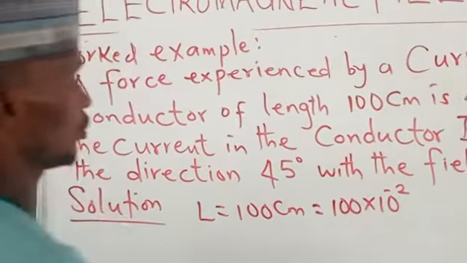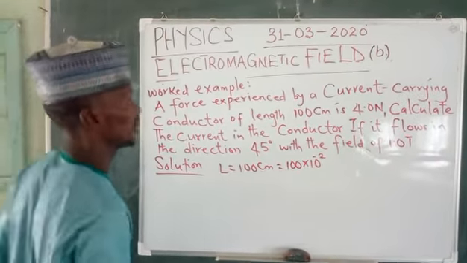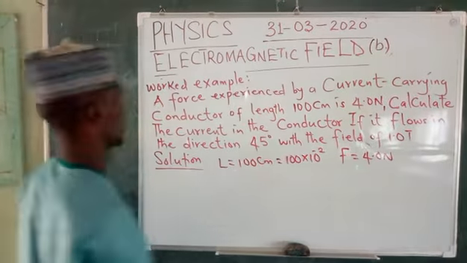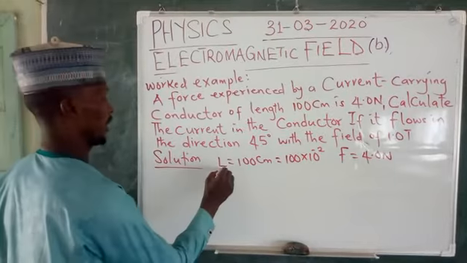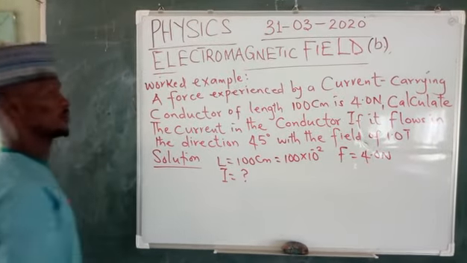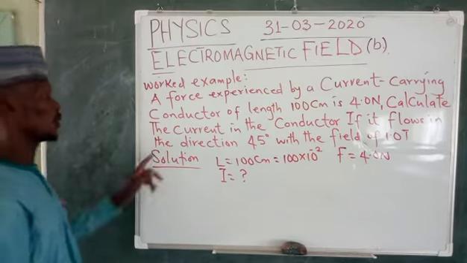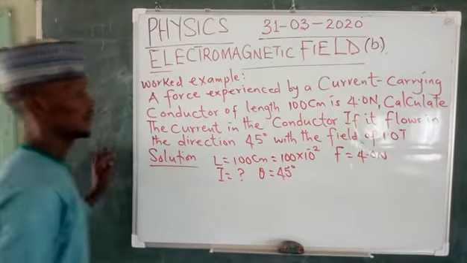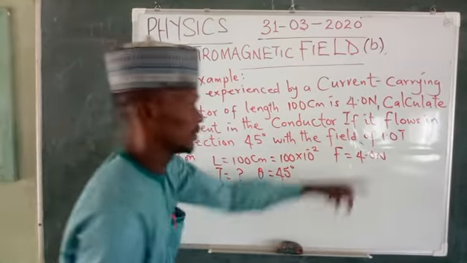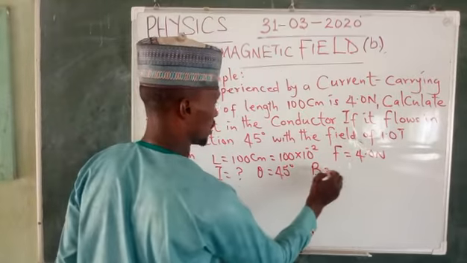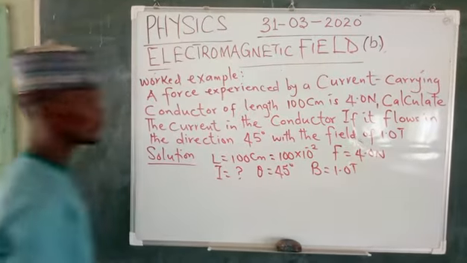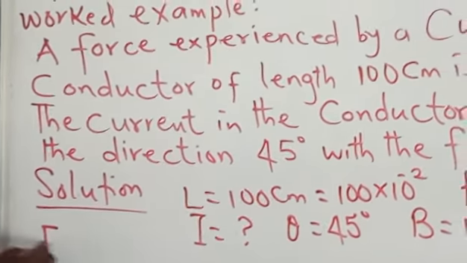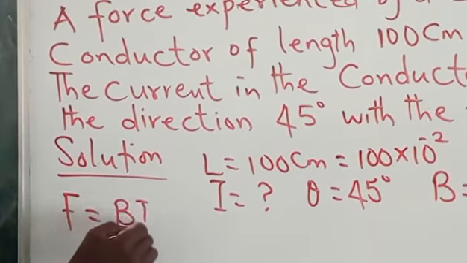Remember, I said the unit of B, the flux density, is Tesla, or Weber per meter square. Either Tesla or Weber per meter square. I said 1 Tesla is equal to force per unit length when 1 ampere of current flows through the field at an angle of 90 degrees.